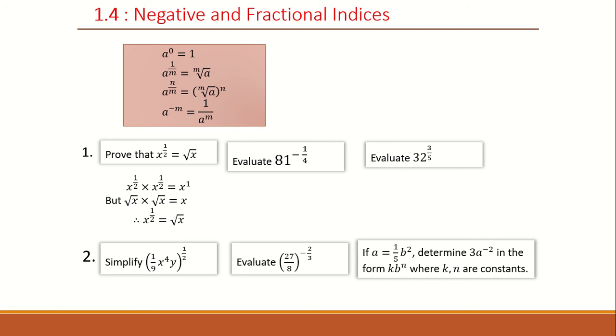You should have got this, where it shows that x to the power of a half times x to the power of a half is x to the 1. And root x times root x is x, therefore x to the power of a half is root x. For question 2, you should have got 1 over 3, where you get rid of the subtraction symbol in the power to make it 1 over 81 to the power of a quarter, where 81 to the power of a quarter is 3, so you get 1/3.